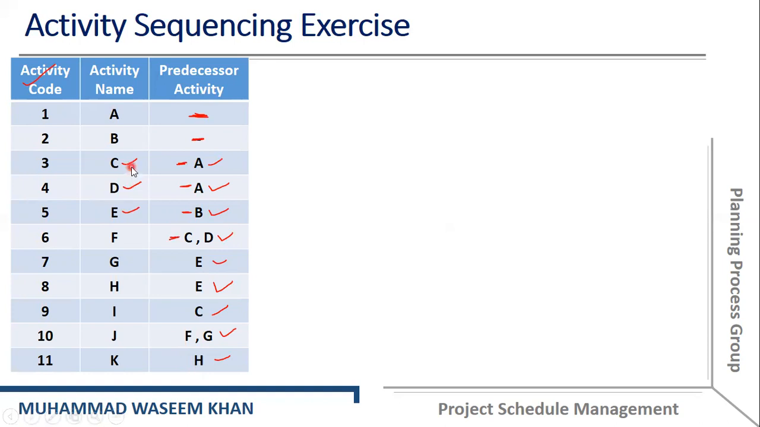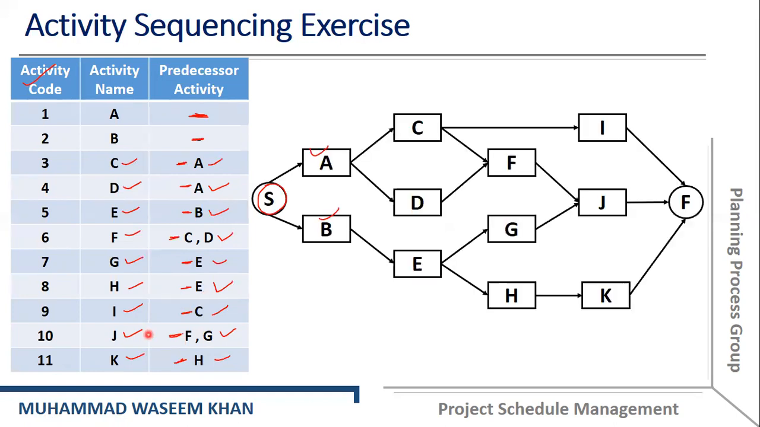Okay, so these are actually the basic relationships. C will start after completion of activity A, D will start after completion of activity A, E will start after completion of activity B, F will start after the completion of activity C and D. G will start after the completion of activity E, H will start after the completion of activity E, and so on. So this is actually the relationship.